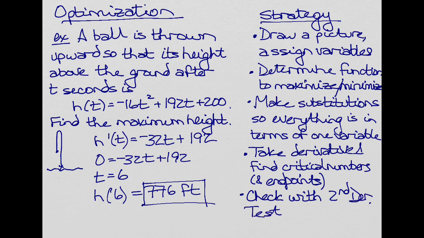So even though we're pretty sure that this is a maximum, we'll go ahead and take another derivative. Second derivative is negative 32, which is negative no matter what. No t's in there to be found. Second derivative is negative, which means we're concave down at t equals 6 and everywhere else, which means this is in fact a maximum. So that's our general process for solving optimization problems.